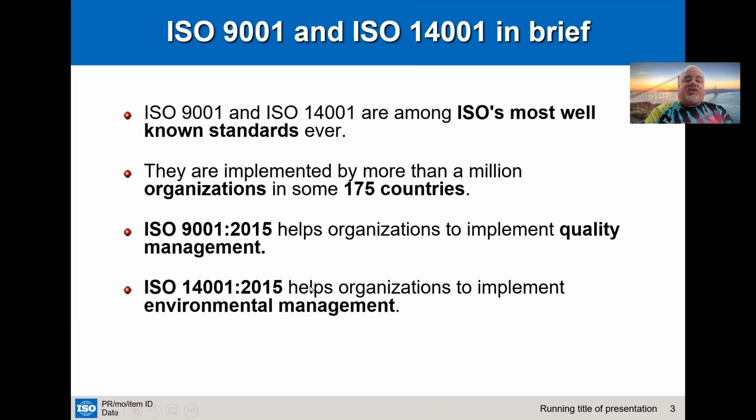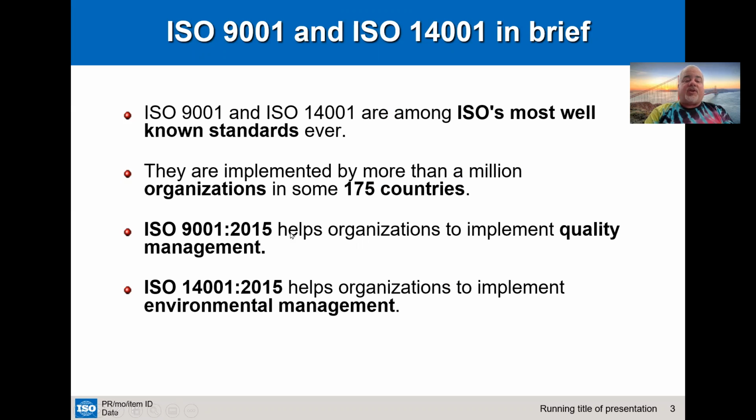So ISO 9001 and 14001 are among the ISO's most well-known standards ever. They are implemented by more than 1 million organizations in some 175 countries. Please don't memorize those numbers. For one thing, I don't care about you memorizing the numbers. And secondly, these data are a little bit outdated. I believe the last time I updated the numbers in this PowerPoint was about 5 years ago in 2016. But nothing has changed in the standards. This is the current standard.